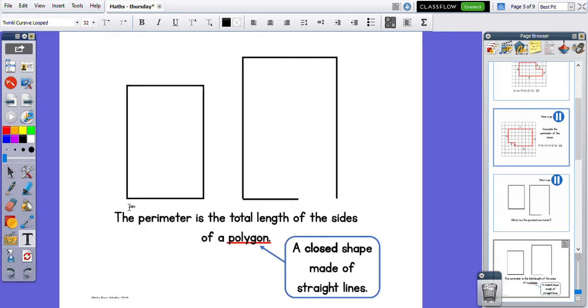The perimeter is the total length of the sides of a polygon. So we know that, we just learned about that. However, a polygon is a closed shape made of straight lines, okay? Because this isn't connected, it is not a closed shape. So in fact, we couldn't work out the perimeter of these lines because it is not closed. So this one would have had the greatest perimeter. So remember, all the lines have to be connected to be able to work out the perimeter. It has to be a polygon.